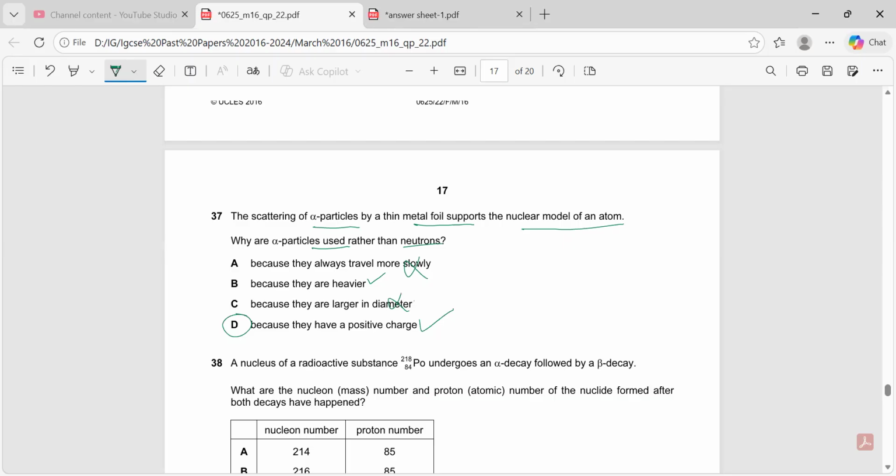So that drawback, which was there in the J.J. Thomson model, was corrected in the alpha particle scattering experiment by Rutherford. To know that the nucleus is positive, some positively charged object like an alpha particle, when passing very close to it, is repelled. So that's why the correct answer for 37 is D.